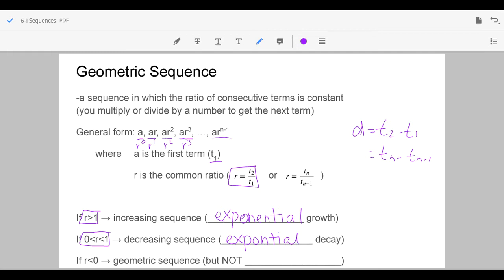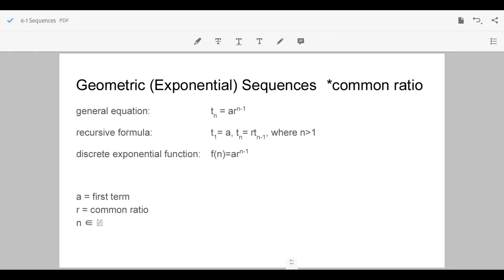And if r is less than 0, it is a geometric sequence, but it is not exponential. And when we get to that part of the course, I will show you why. We'll look at some graphs. For now, just keep these things in mind and we'll come back to it later.